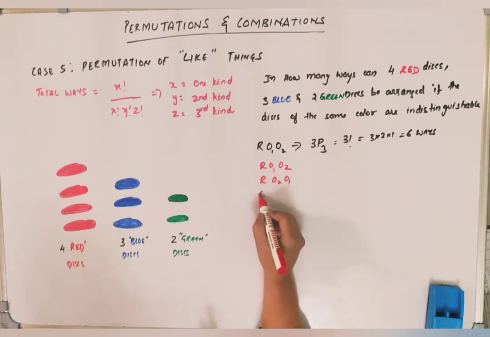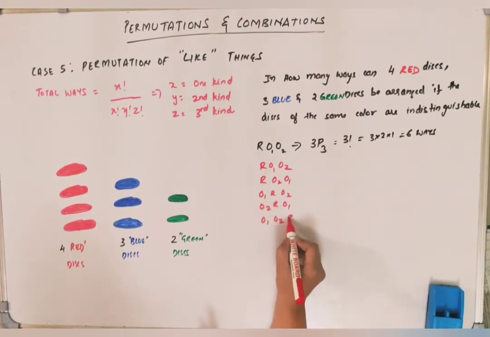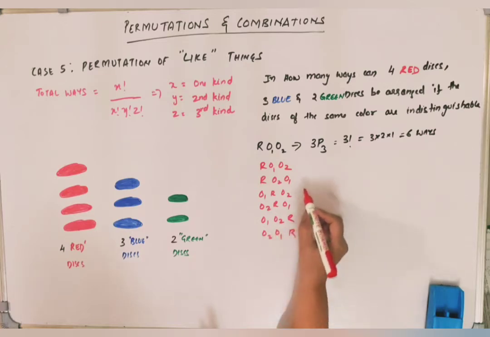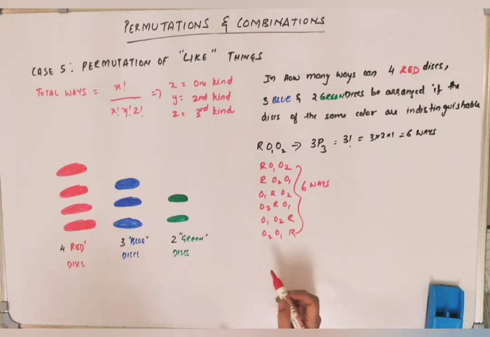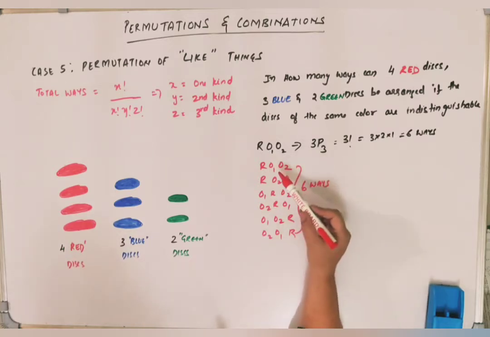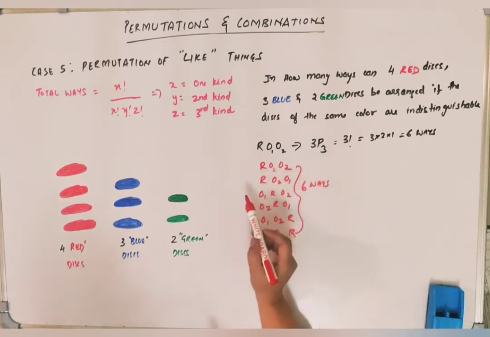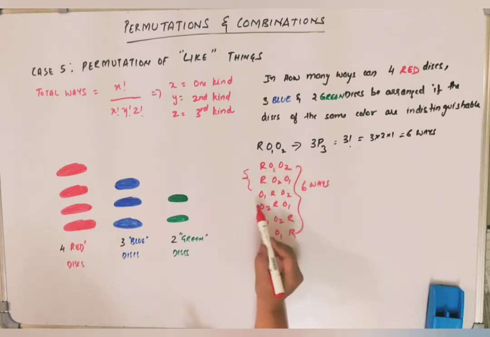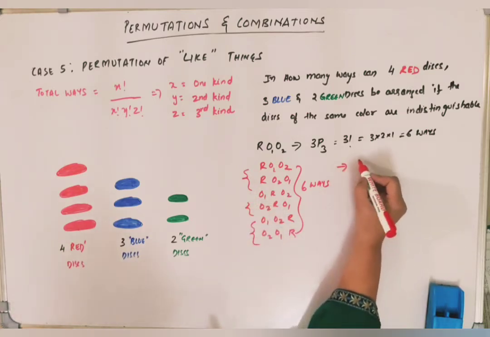Then we can arrange it in O1, R, O2, O2, R, O1. Then we can have O1, O2, R, O2, O1, R. So we'll get 6 ways of arranging 3 letters. Now, does it really matter if this is O1 or O2, or O2 or O1? It doesn't matter whether I'm putting the first O here and the second O here, or the second O here and the first. Actually, here this becomes a duplicate. This becomes a duplicate. This is also a duplicate. So actually there are only 3 ways.